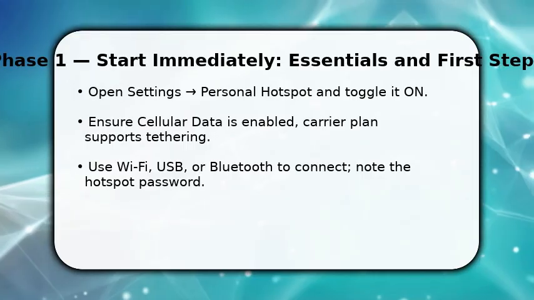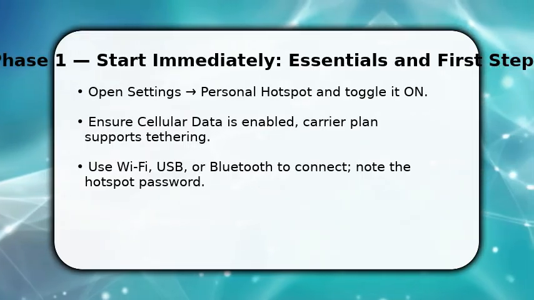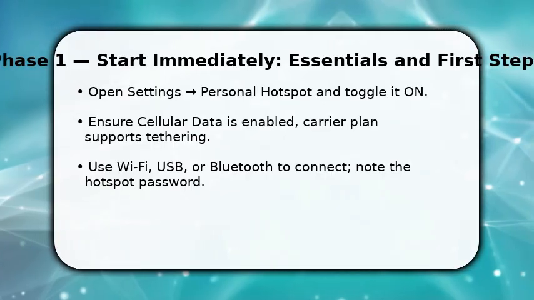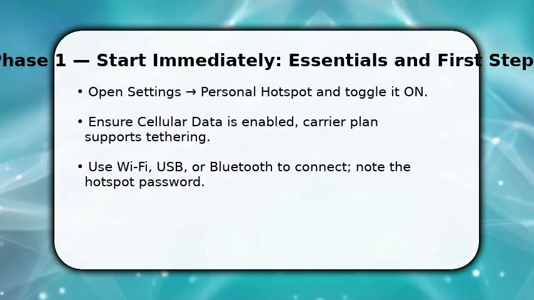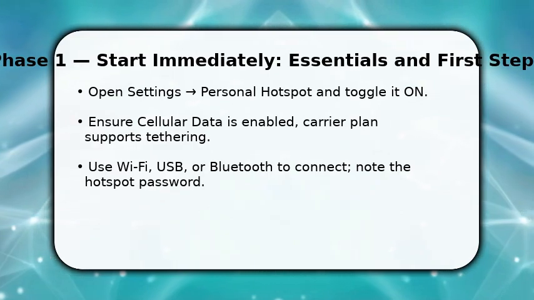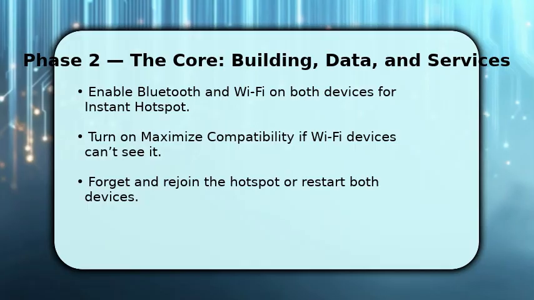I'll explain why. The toggle advertises the network and the password secures it, so you can connect devices immediately. If the hotspot is on but missing, enable both Wi-Fi and Bluetooth on each device because Instant Hotspot uses Apple ID and Bluetooth for discovery.